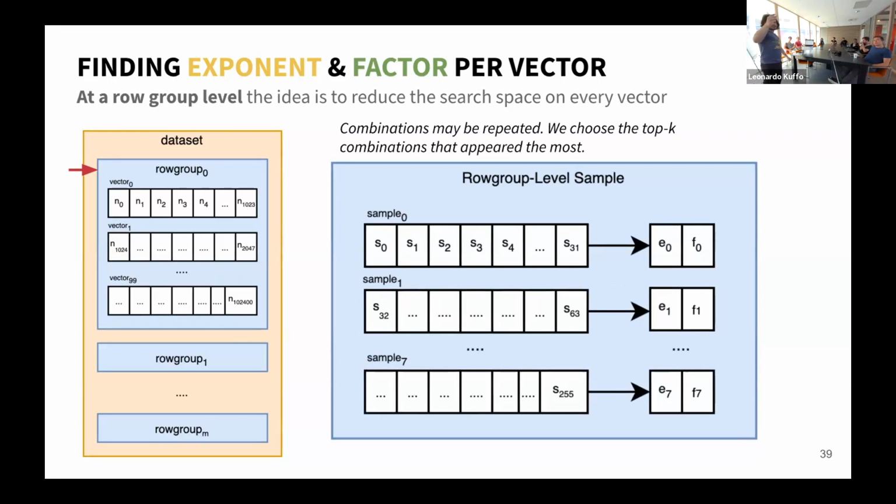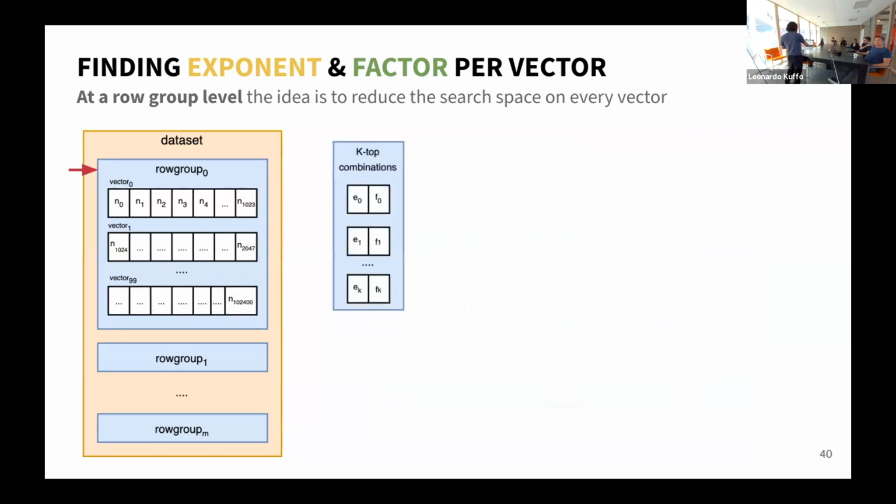And then since these combinations may be repeated, as we show in some of the data sets, there's only one combination that works for all the vectors. We just choose the top k combinations that appear the most, in which k for our experiments was just 5. So cool, now we have only 5 combinations instead of 190, which is the entire search space.